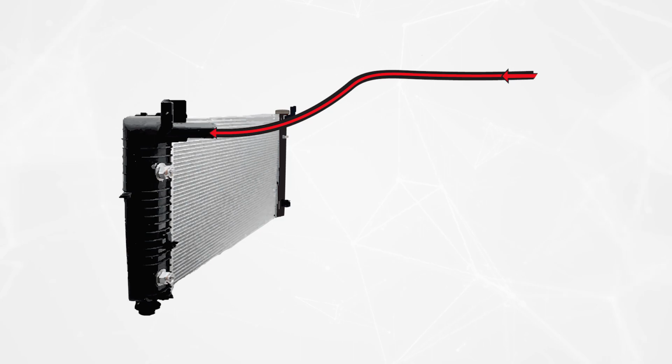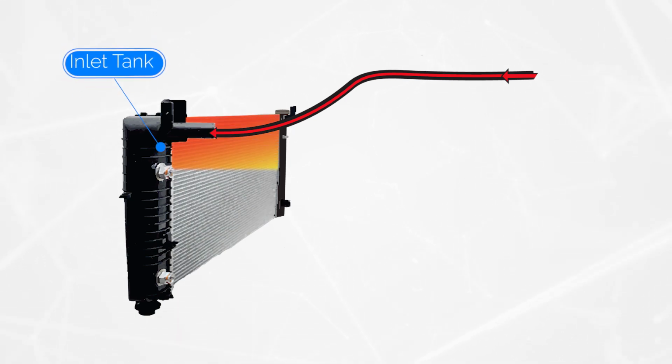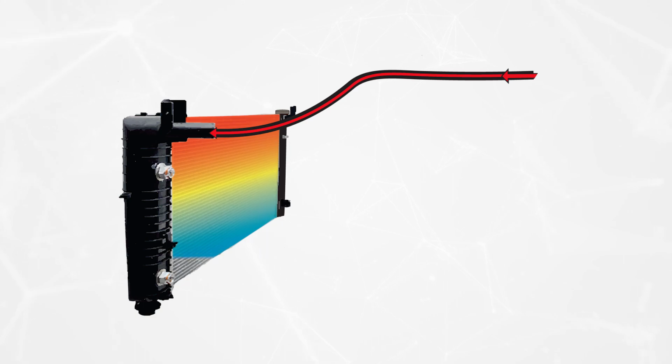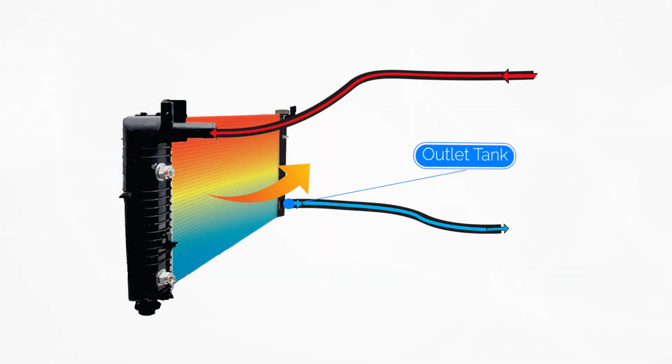High-temperature coolant travels through the upper hose, shown in red, to the radiator's inlet tank. Coolant temperature drops as it travels through the radiator core tubes and fins. As the coolant disperses across a greater surface area, it expels heat to the surrounding ambient air. Lower-temperature coolant exits the radiator through the outlet tank, traveling through the lower hose, shown in blue, back to the engine.